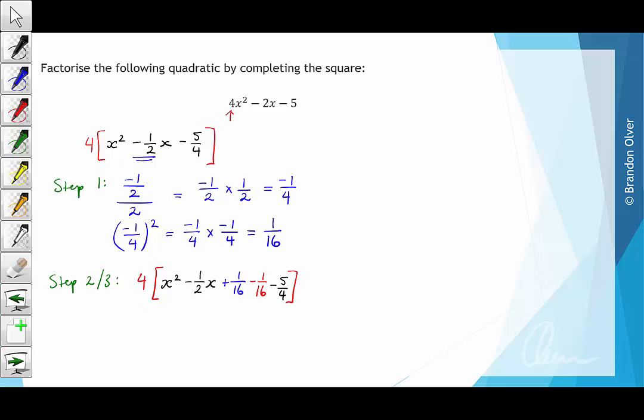So all we need to do is clean this up a little bit. The first thing we need to note is that the first 3 terms inside the bracket are in fact a perfect square.